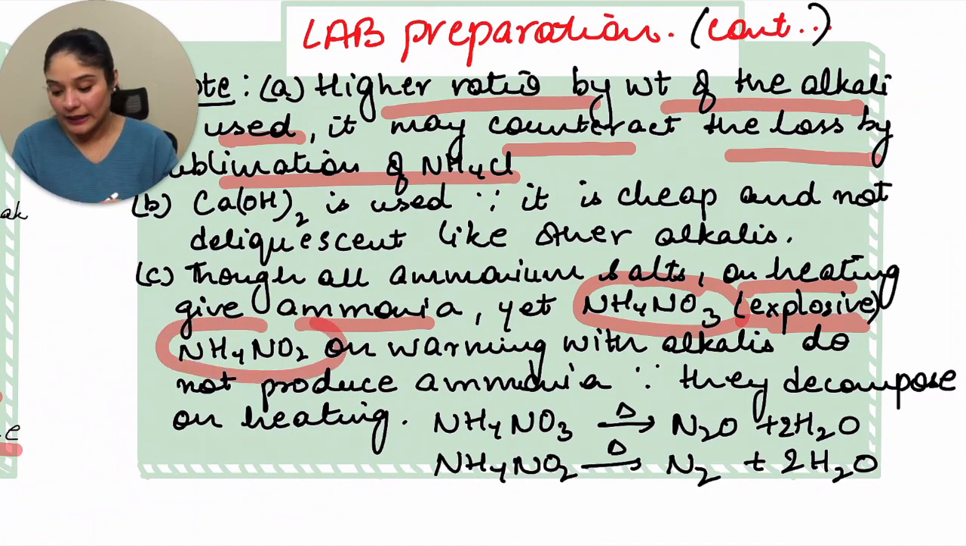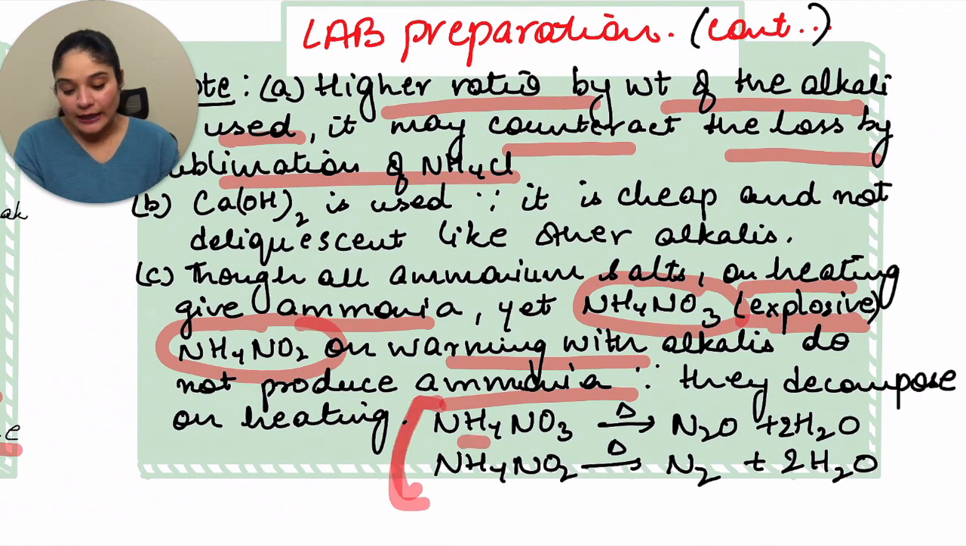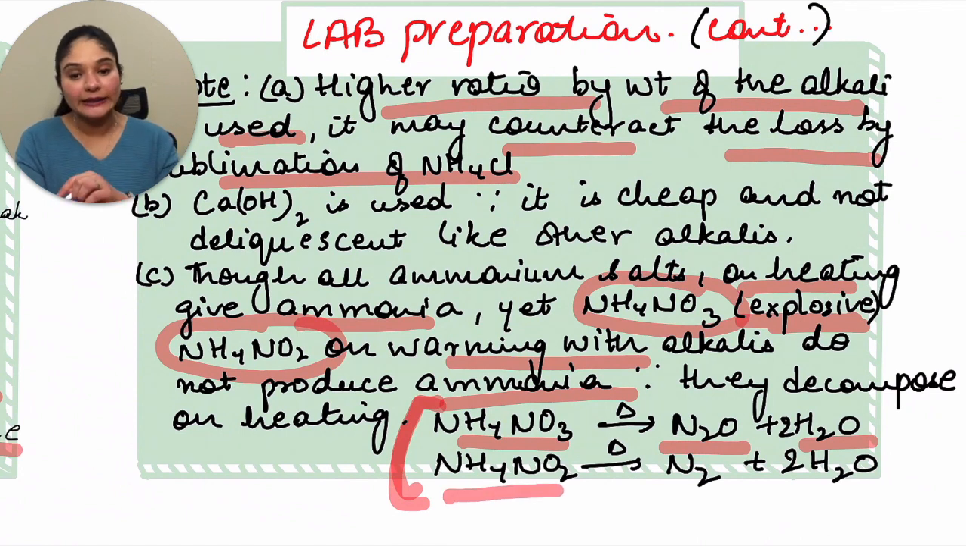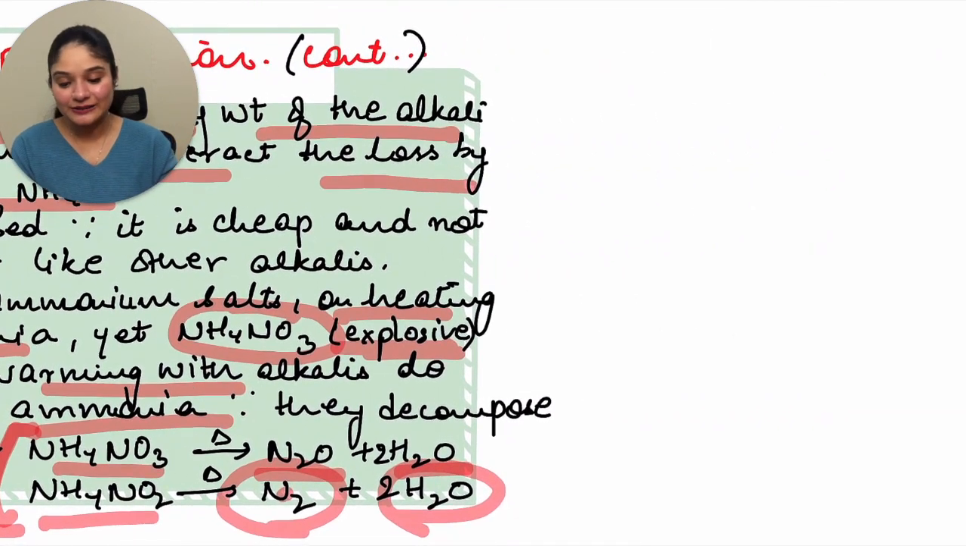And NH4NO2 on warming with alkalis do not produce ammonia because they decompose on heating. So let's look at these examples. NH4NO3 on heating will give you N2O plus water, and NH4NO2 on heating will give you nitrogen plus water. So instead of giving you ammonia as an output, they will end up decomposing themselves instead of giving you the required product. So these two are the exceptions that you need to remember. Let's move to the next part.